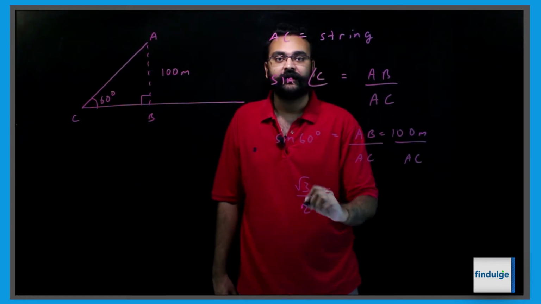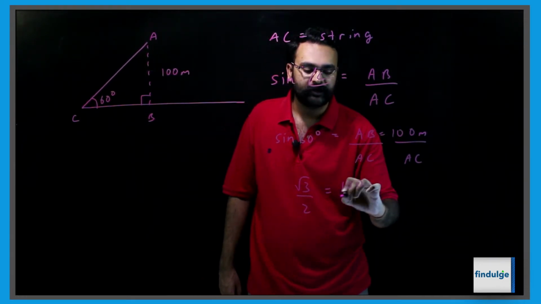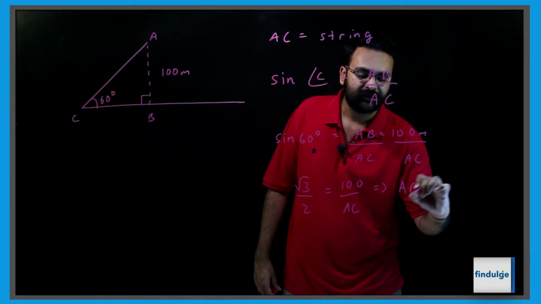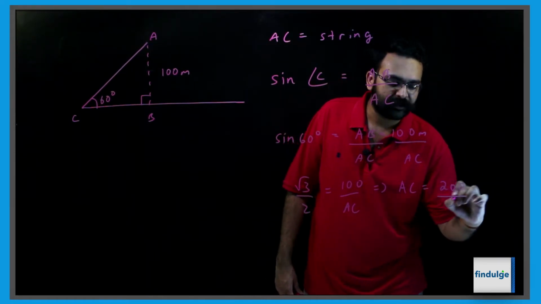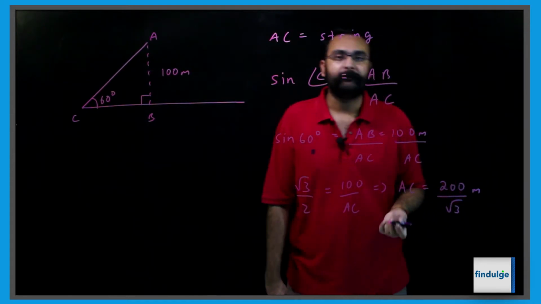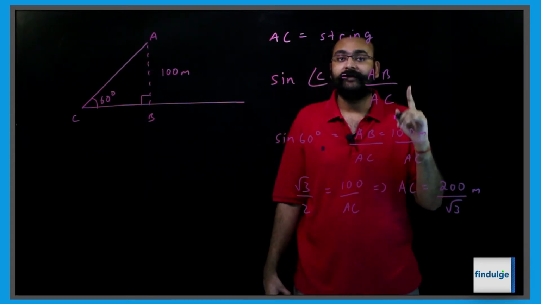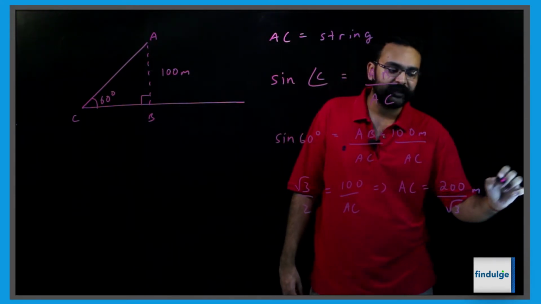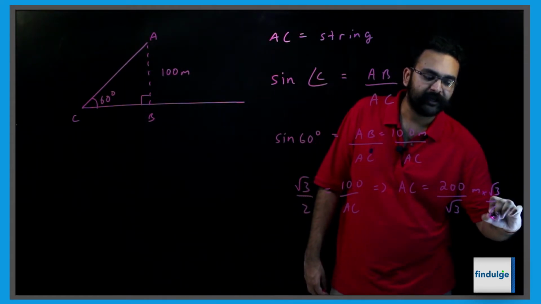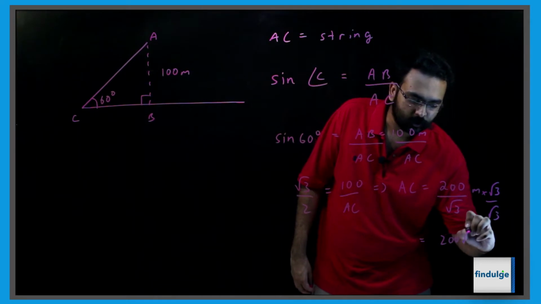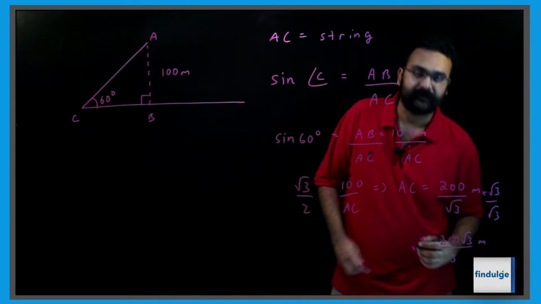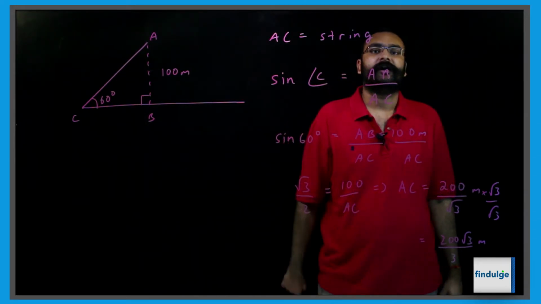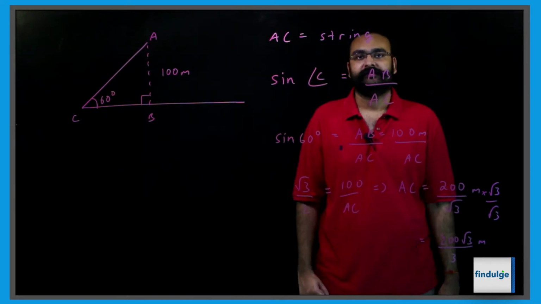So my equation is root 3 upon 2 is equal to 100 upon AC, which means if I cross multiply, I get that AC is equal to 200 divided by root 3 meters. And remember, we will always rationalize. So since I have root 3 in the denominator, I'll multiply with root 3 upon root 3 to give me 200 root 3 upon 3 meters. So the length of the string of the kite is 200 root 3 upon 3 meters.